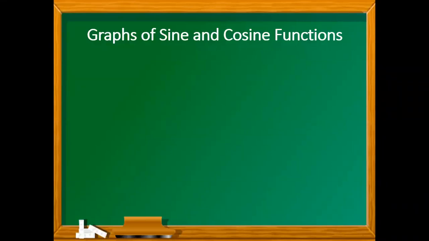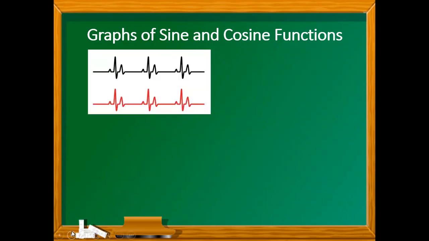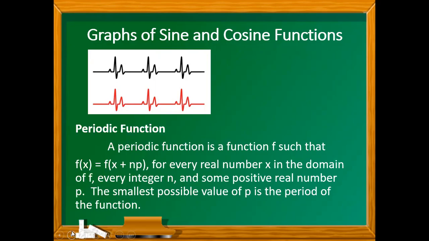Because the sine and cosine functions repeat their values in a regular pattern, we call them periodic functions. Now, in this figure, this shows a periodic graph that represents a normal heartbeat. Now, a periodic function is a function f such that f of x equals f of x plus np for every real number x in the domain of f, every integer n, and some positive real number p. So the smallest possible value of p is the period of the function.